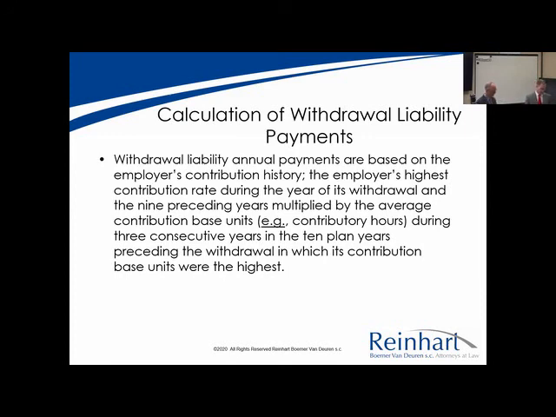And so of course they came up with a nice complicated formula for calculating payments themselves. They're looking at your highest contribution rate during the year of the withdrawal and the 9 preceding plan years. Typically contribution rates are increasing, but they're looking at the highest contribution rate. Then they're also looking at the high years for which you were contributing, so if hours were higher at some point. They're trying to laser in on when you were at your peak in terms of contribution volume, what were you contributing to the plan?